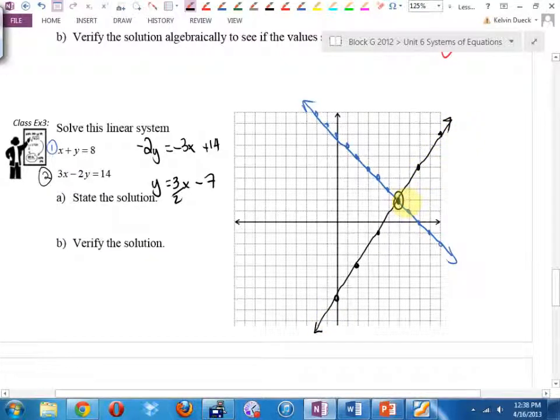State the solution, it says. What is the solution to this system of equations? 6, 2. Then it says verify. It works in the first one because 6 plus 2 is 8. Does it work in the second one? You know what? Let's see if we can do it in our head. 3 times 6. 18. 2 times 2. 18 take away 4. Woo! Works.